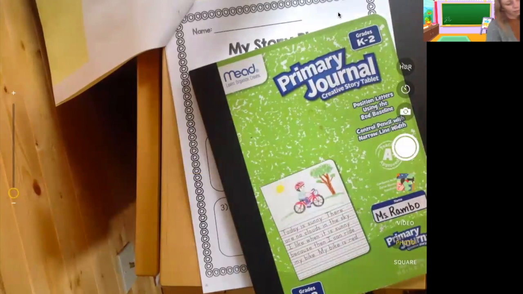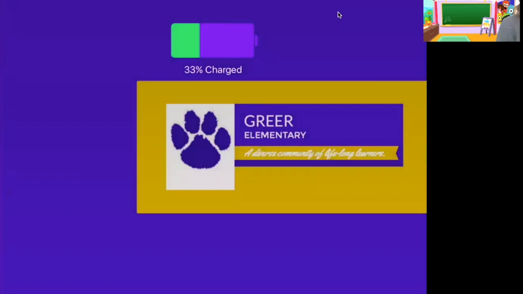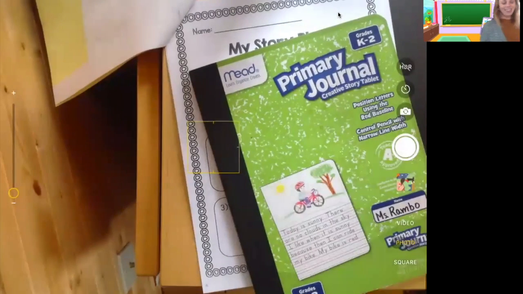It's trying to run out of juice. There we go. 33% charge, that's why. There we go.